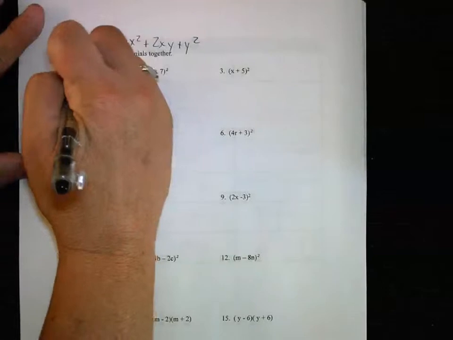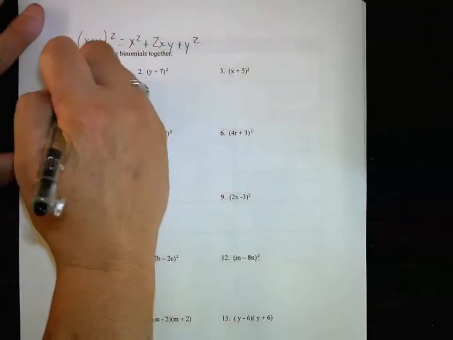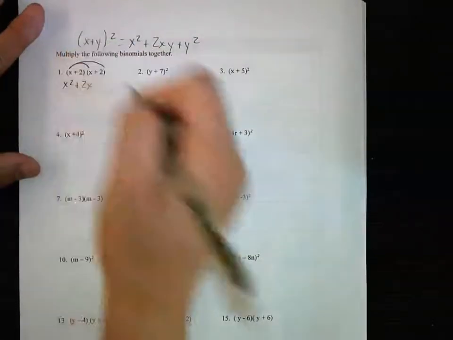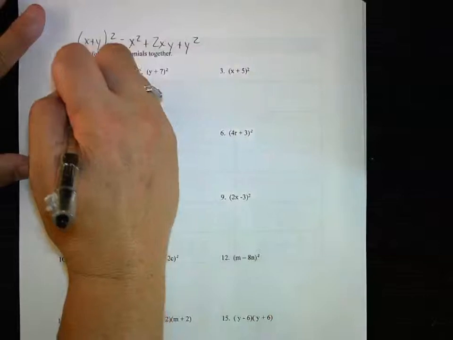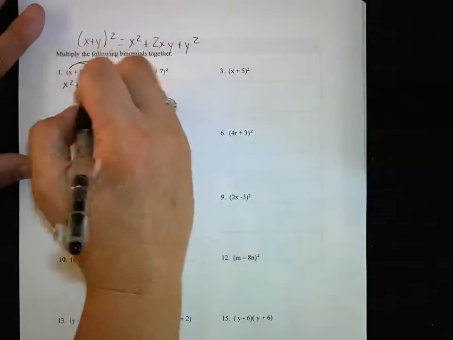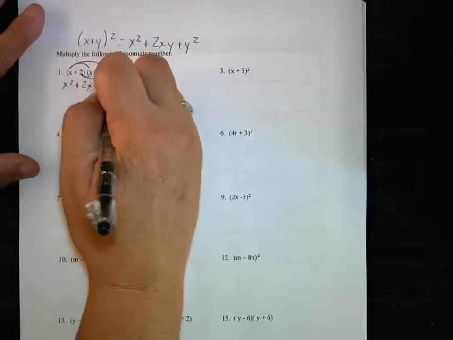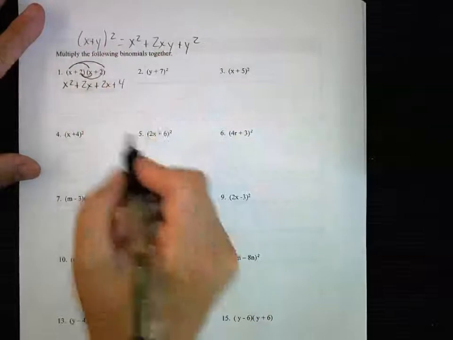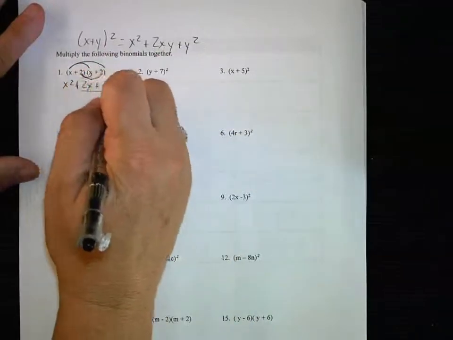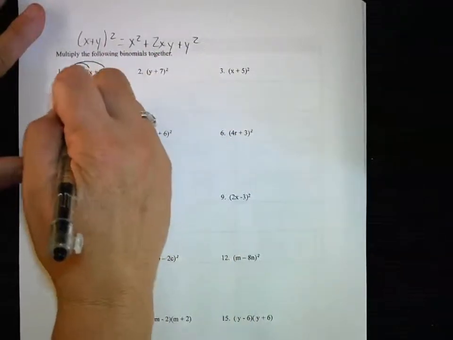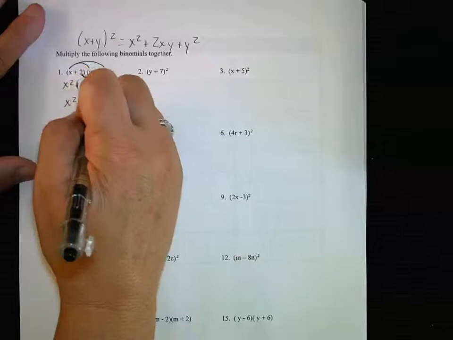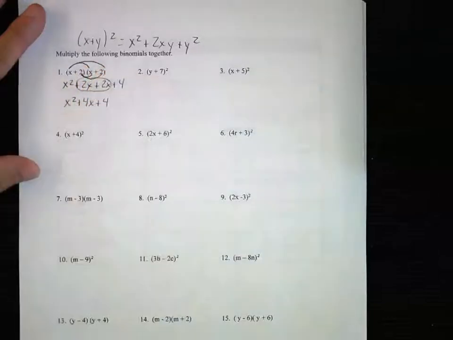So first, x squared plus 2x. Second distribute is 2x plus 4. And you see how those terms end up being the same. So you have x squared plus 4x plus 4.